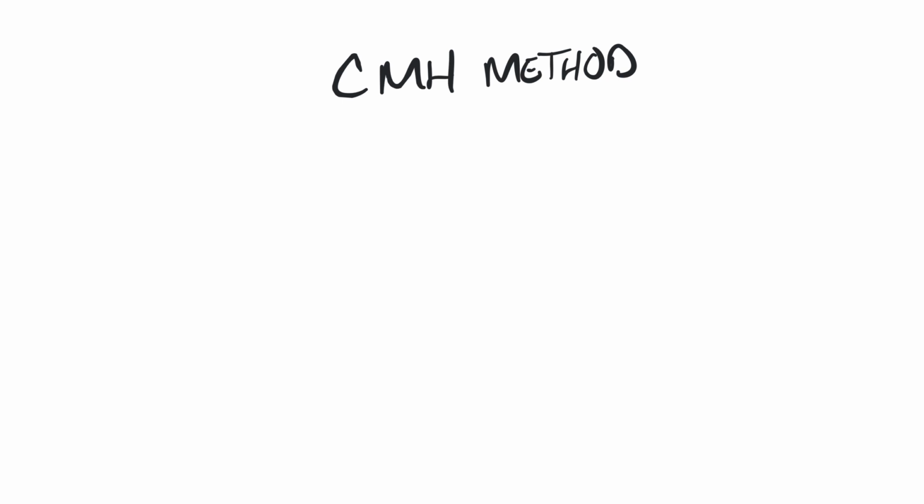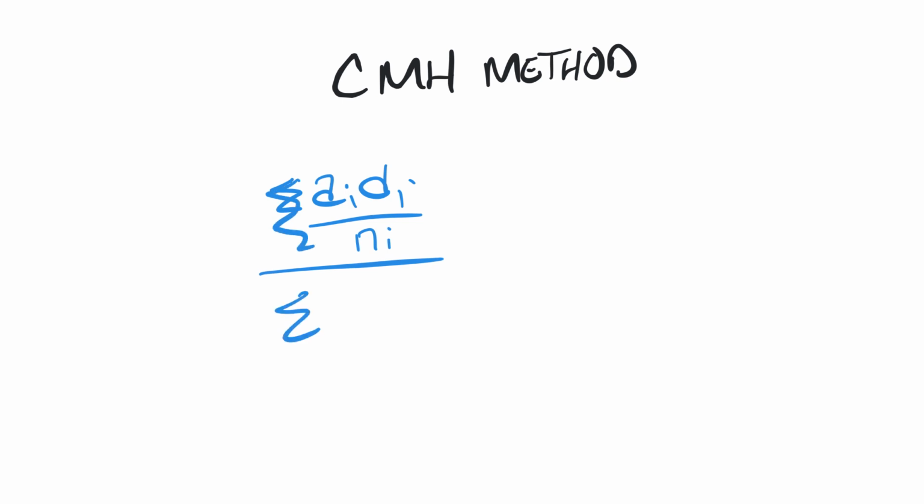You take the sum of A1 times D1, or Ai Di, for the different levels over Ni. It's a complicated formula. It's even complicated for me. And it's the sum of all that over the sum of everything, the sum of Bi Ci over Ni.